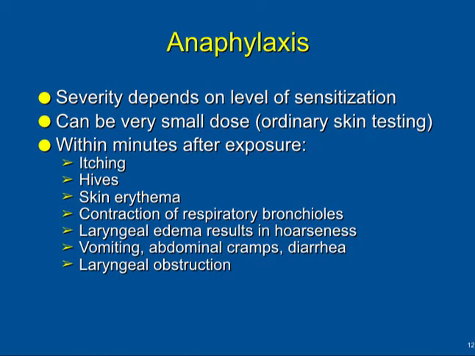Obviously, with anaphylaxis, the severity depends on the level of sensitization. As I mentioned before, it's those future exposures that they're more at risk for, because basically they produce more antibodies against it each time. It's just like we talked about with antibody production in general. The more they're exposed to it, the more severe a reaction they can have.